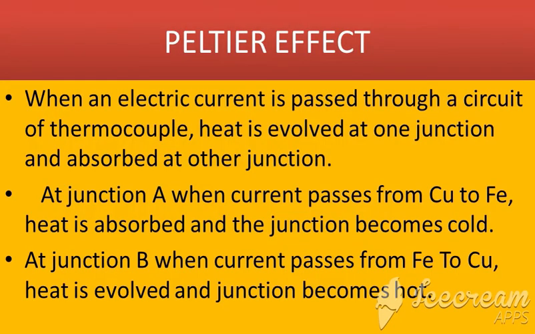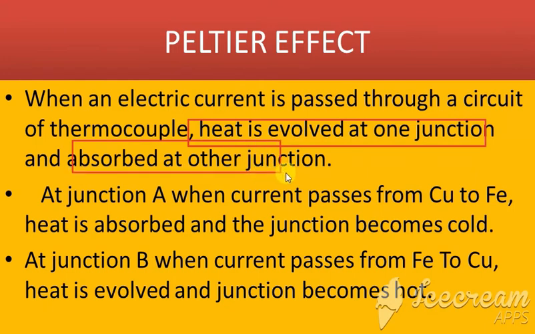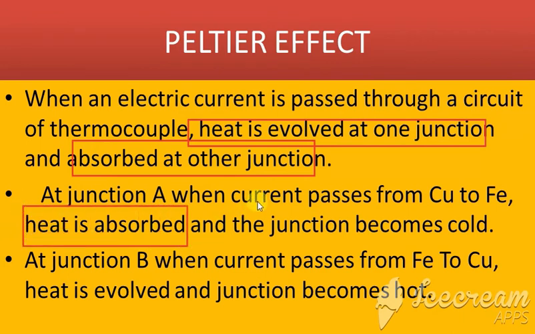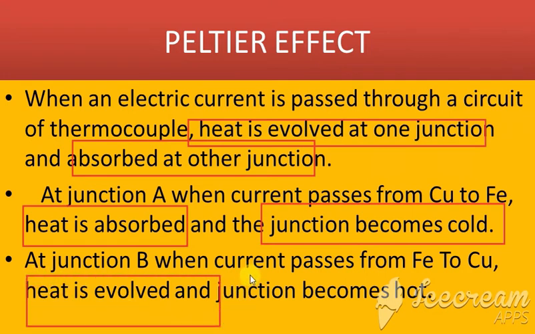When an electric current is passed through a circuit of thermocouple, what happens? Heat is evolved at one junction and absorbed at the other junction. At the junction A, when the current passes from copper to iron, heat is absorbed and the junction becomes cold. At the junction B, when the current passes from iron to copper, the heat is evolved and it becomes hot. So this is about the Peltier effect.